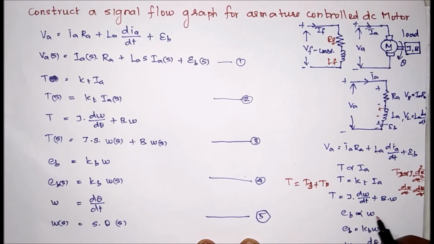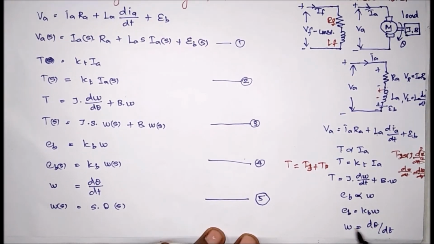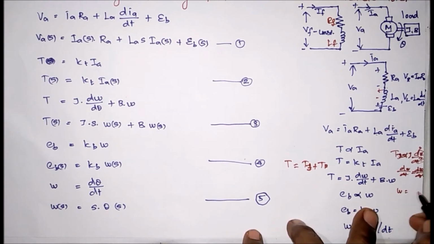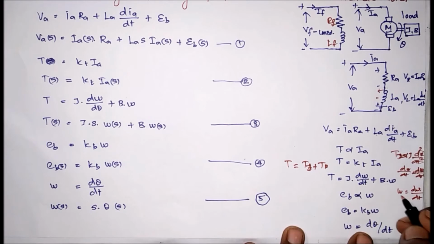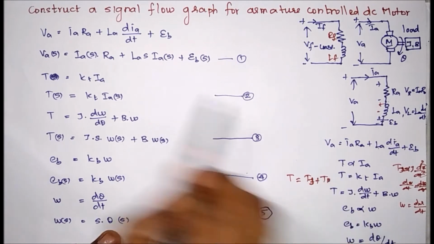We already know the back EMF is directly proportional to angular speed. Therefore, Eb equals Kb into omega. We also know omega equals d theta divided by dt, and d omega divided by dt equals d square theta divided by dt square. Now we can take these equations.